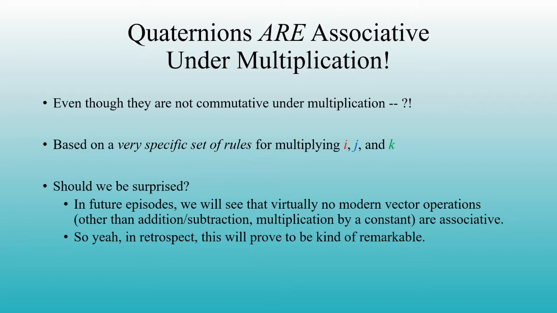Well, I will simply state without proof that none of this works out for pentonions, hextonions, etc., nor would it work out for triplets. Only real numbers, complex numbers, and quaternions, and to a partial degree octonions, have any sort of an associative property. Spoiler alert: in future episodes, I will show that vector operations, the dot product, the cross product, the Laplacian, are also not associative. So yeah, in retrospect, this turns out to be a kind of a big deal.